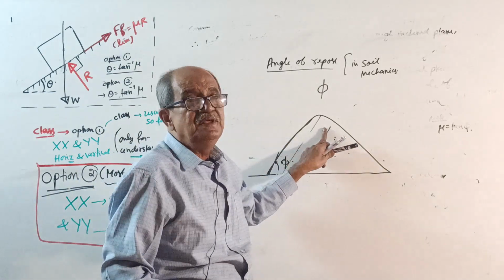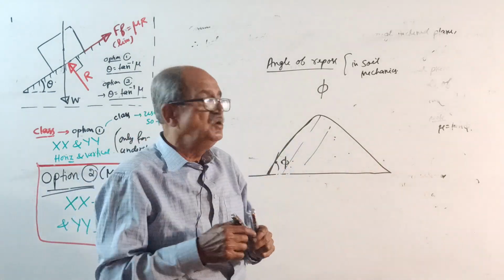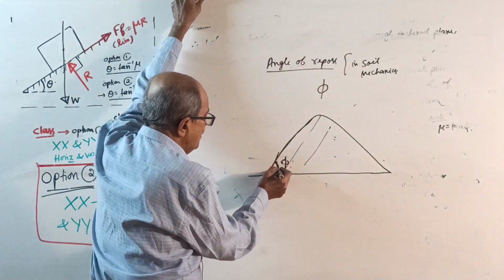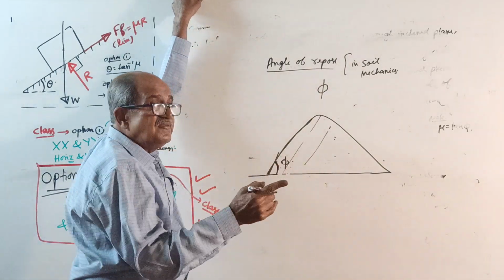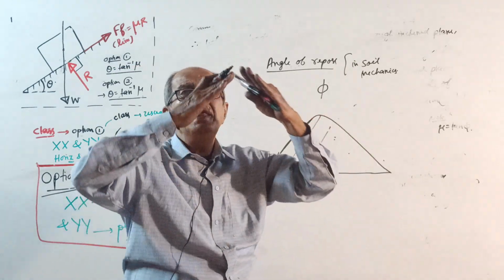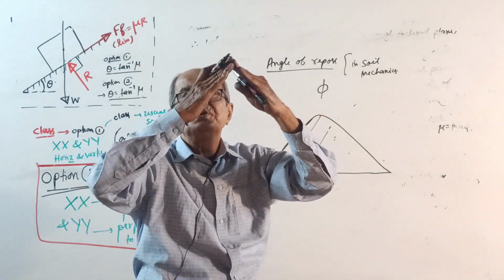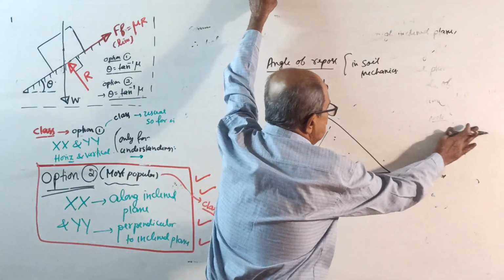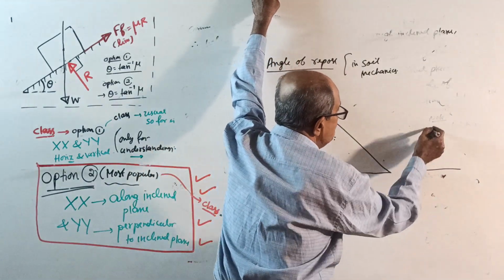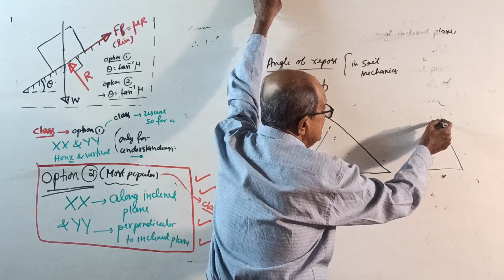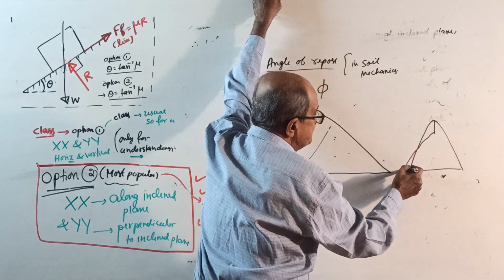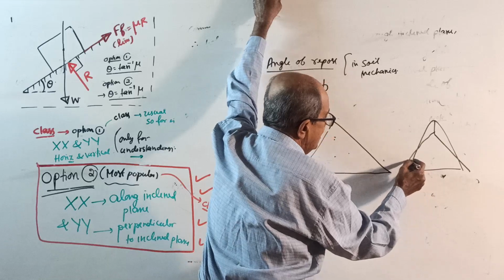That is where stability counts. If this angle is less than phi, the soil will remain as it is. If you put it at a steeper angle, suppose you put soil this way, what will happen? It will slide down and settle like this. It will settle at the angle phi.